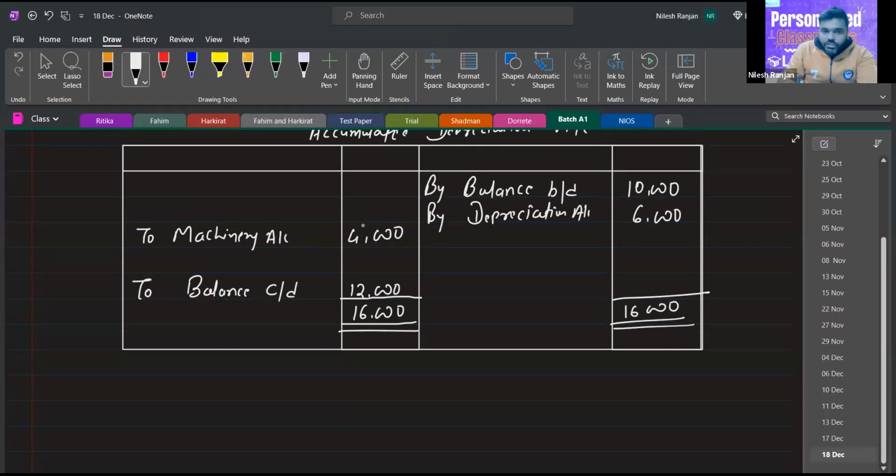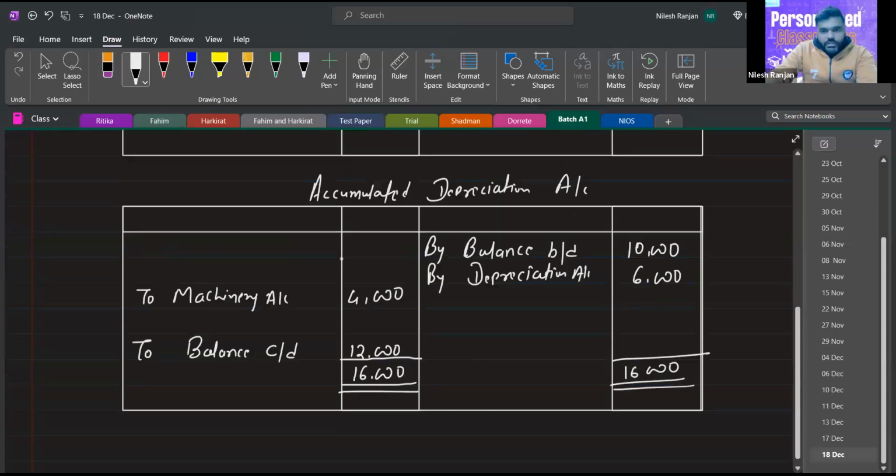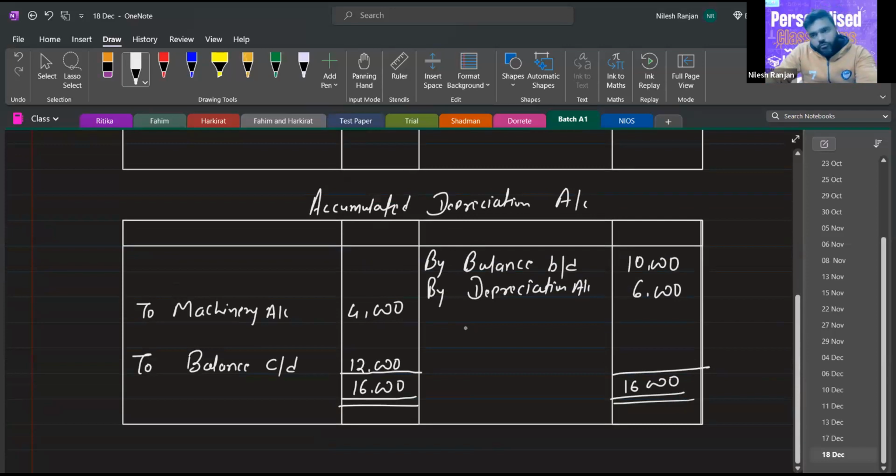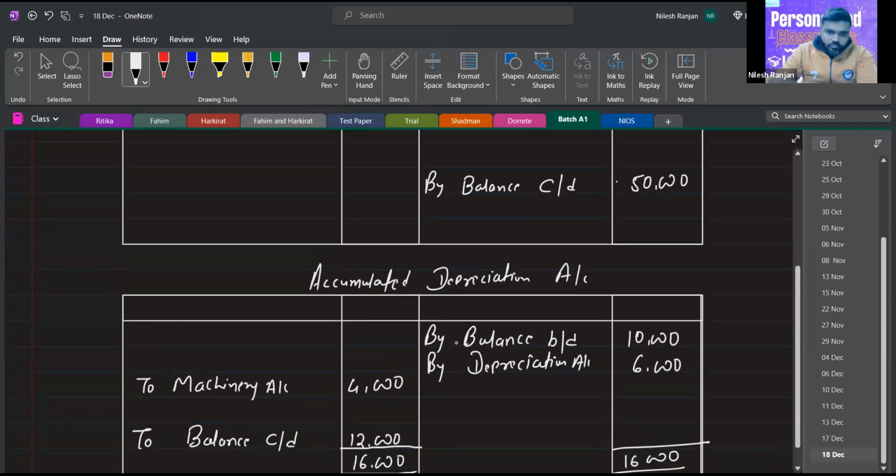So generally these two things, the amount transferred to the machinery asset account and the depreciation charge during the year, can be calculated through this account. Opening balance and closing balance were given, so we can calculate either of these two, and one will generally be given in the question. So we will calculate the other one. Now this is transferred to machinery account.